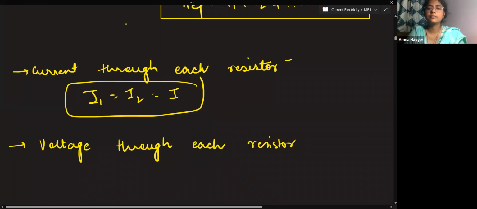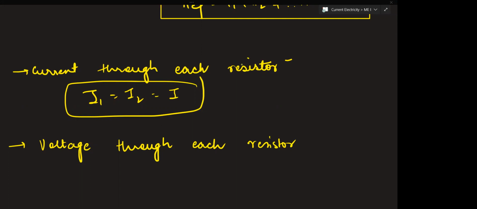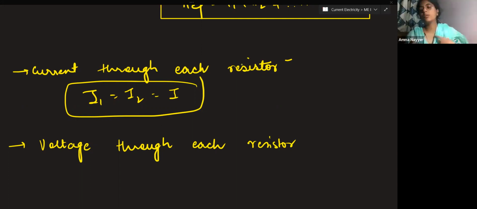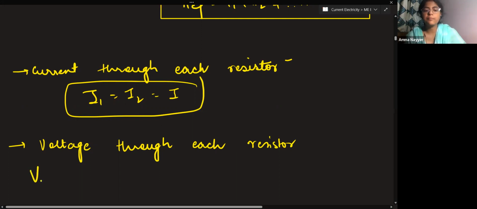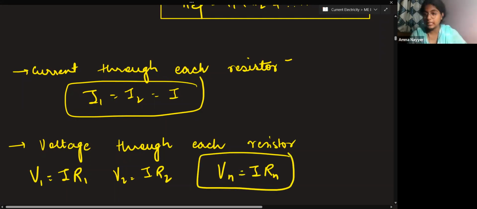Now, voltage through each resistor, will it be same or different? Different, exactly. So V is equal to IR, and Aman has already answered what was the potential across a resistor. Similarly, V1 will be equal to IR1, V2 will be equal to IR2. Similarly, Vn will be equal to I into Rn. Means whatever is the resistor given, like this. Some more things can be asked to you.